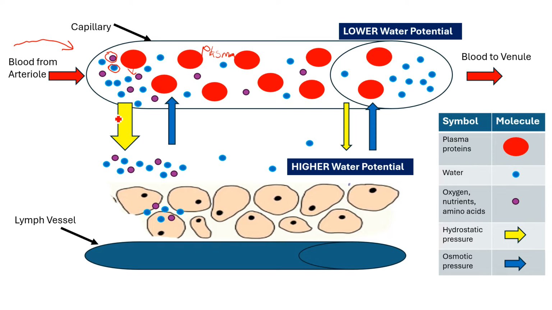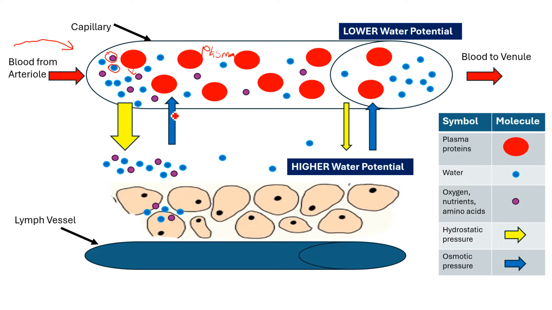So what we can see here is at this end there is a higher hydrostatic pressure than at this end, the venular end. The osmotic pressure is exactly the same all the way across the capillary.